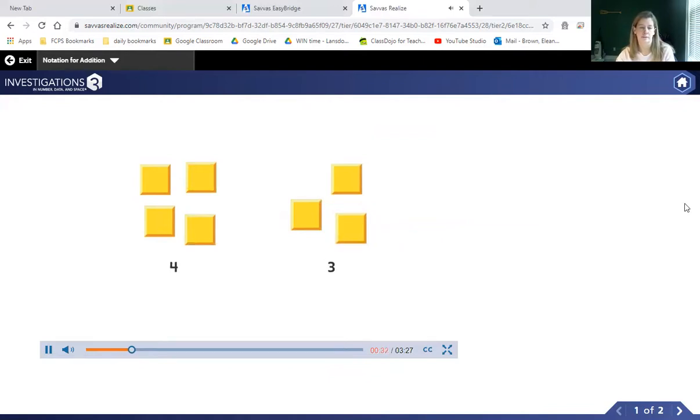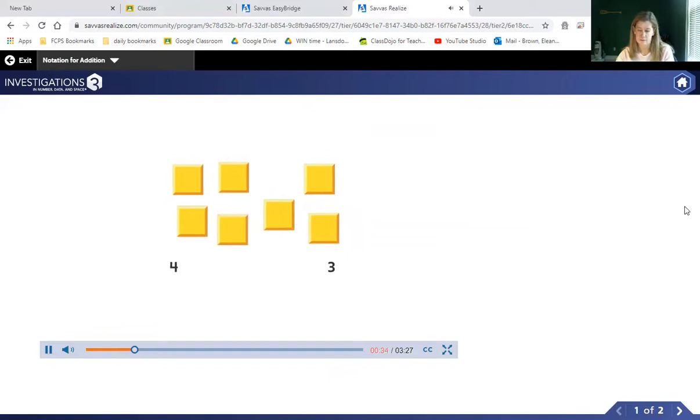If I put my tiles together, I have 1, 2, 3, 4, 5, 6, 7 tiles. 4 tiles plus 3 tiles is 7 tiles. I can use math symbols to show this. 4 plus 3 equals 7. I can also write it like this. 7 equals 4 plus 3.